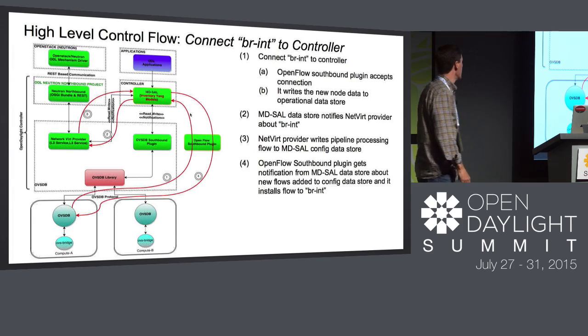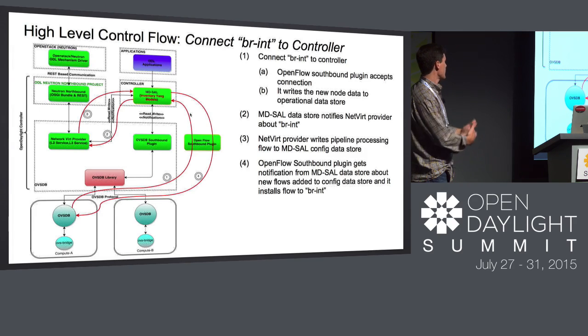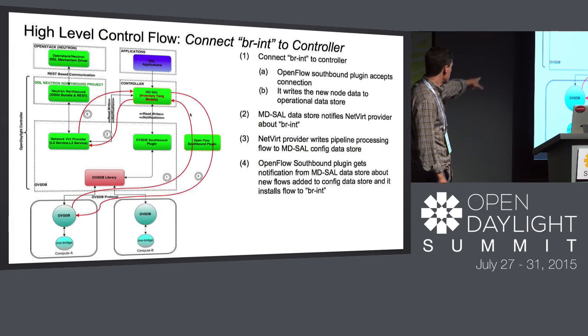Next step, so that takes care of the OVSDB side. So now we're connected to the node. We've got the bridge. Now we need to start working on the OpenFlow piece. So we need to set the controller. At that point, the OVSDB node, now that it's got the set controller address from the previous step, will connect in through the OpenFlow plugin. That gets written off into MD-SAL.